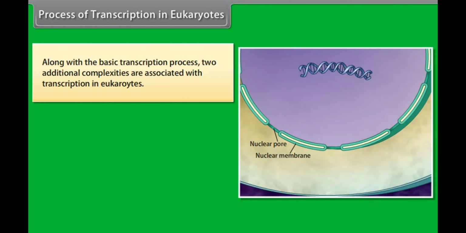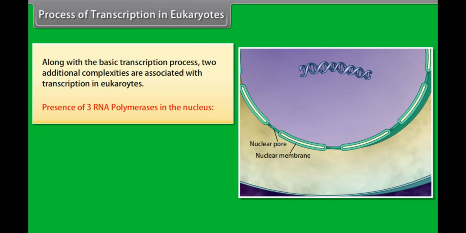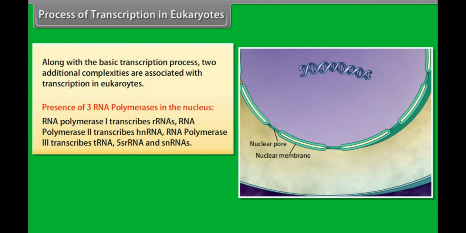Presence of 3 RNA polymerases in the nucleus. RNA polymerase 1 transcribes rRNAs. RNA polymerase 2 transcribes hnRNA. RNA polymerase 3 transcribes tRNA, 5S rRNA, and snRNAs.